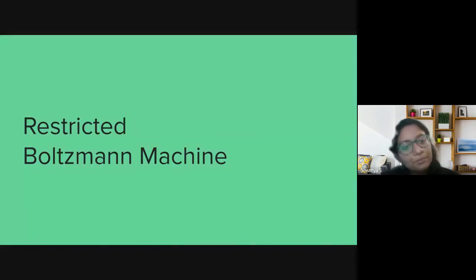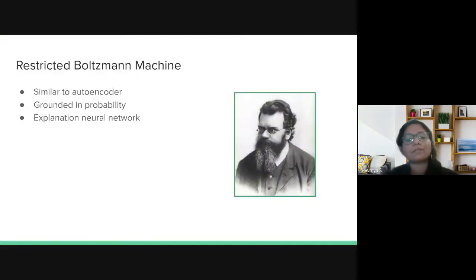So now we come to restricted Boltzmann machine, which is a sort of related representation learning task. This is Boltzmann, an Austrian physicist, and we often take inspiration from many fields in the literature. The idea is that it is similar to autoencoder. It's also a probabilistic model, which is why I introduced variational autoencoder a bit. And it's also called an explanation neural network because we're trying to explain why the data behaves a certain way.